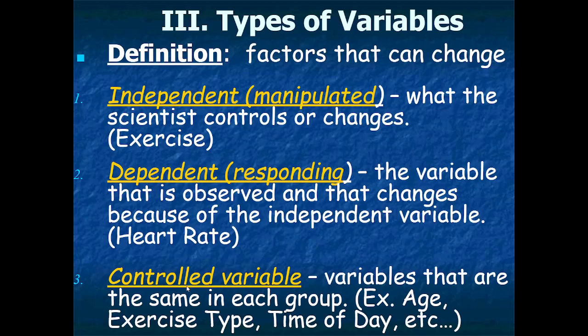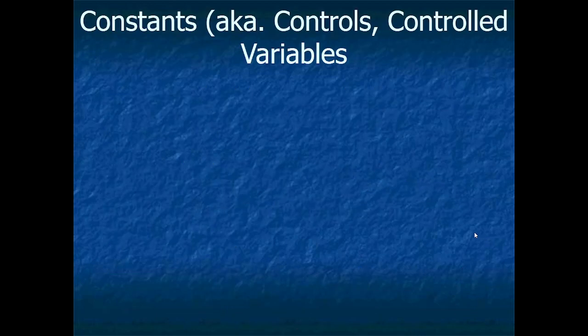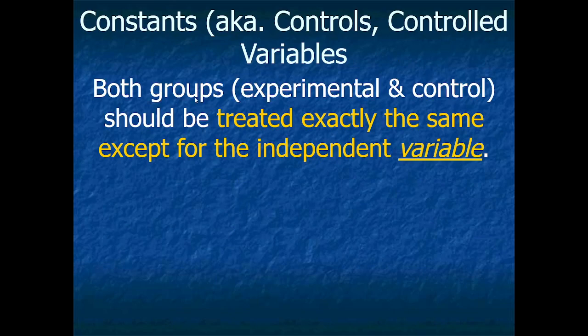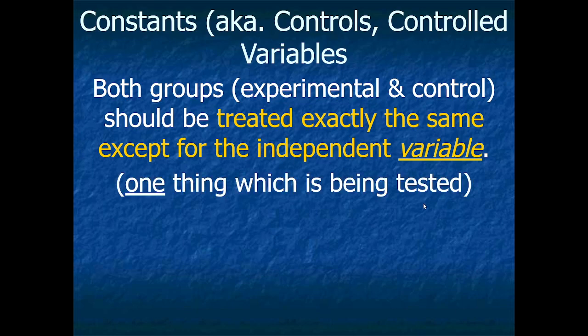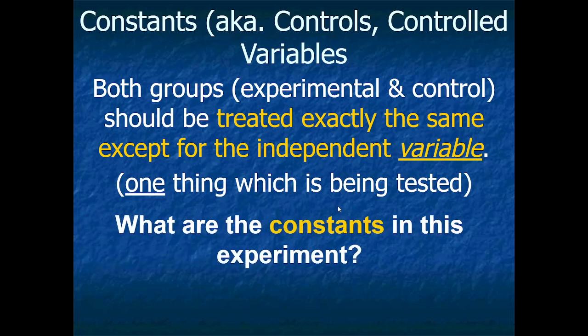And then we have our controlled variable. Variables that are the same in each group, so in our control group and in our experimental group. So that would be age, exercise type, and time of day, etc. Constants, controls, and controlled variables. Both groups should be treated exactly the same except for the independent variable, which is the one thing that is being tested.